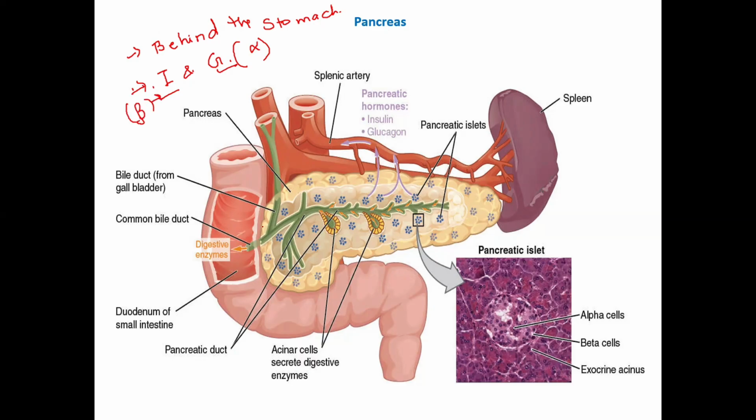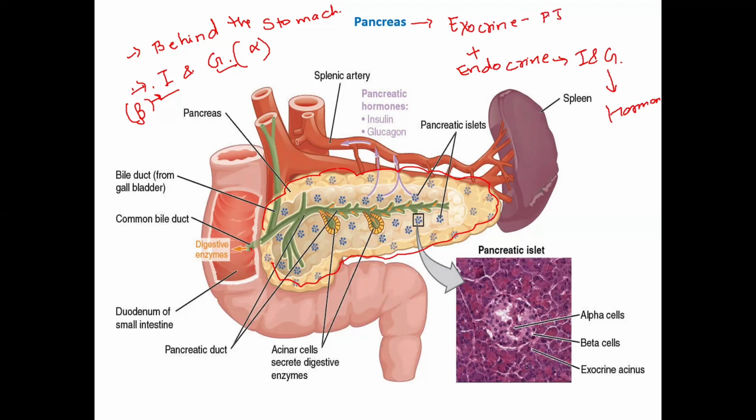So look, this leafy-like structure is the gland called the pancreatic gland. The special thing about the pancreatic gland is that it is a very special gland. It acts as both exocrine and endocrine. The endocrine part of the pancreas releases the hormones insulin and glucagon. Whereas the exocrine part makes pancreatic juice. Look, this is the duct of the pancreatic juice.